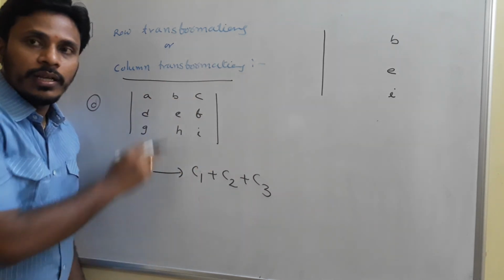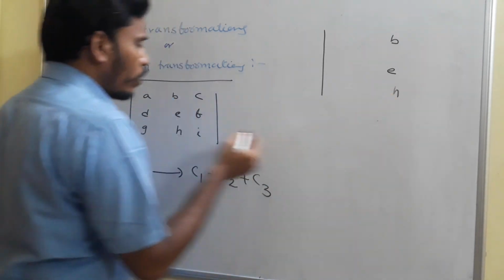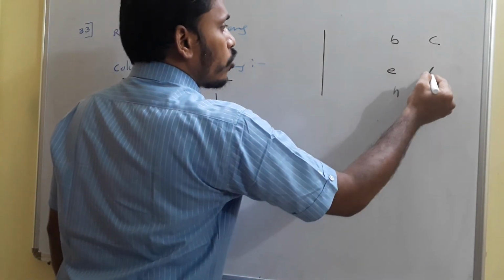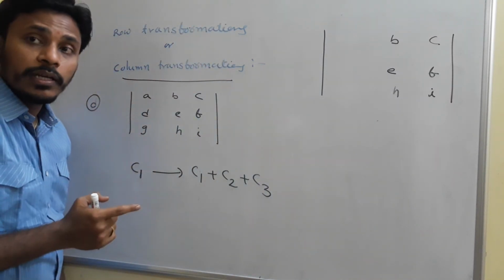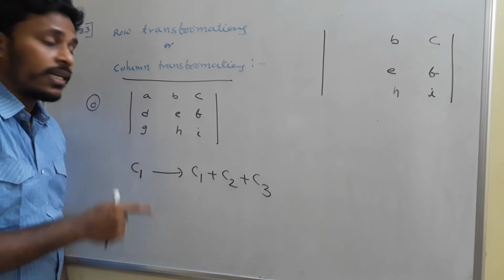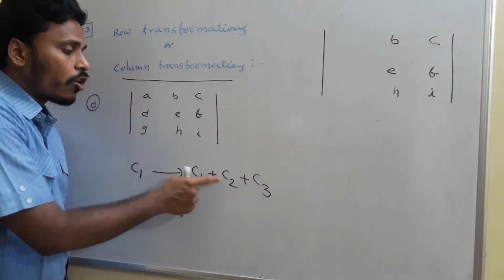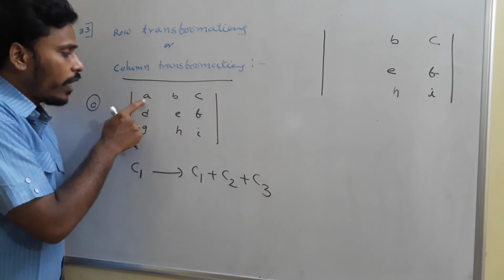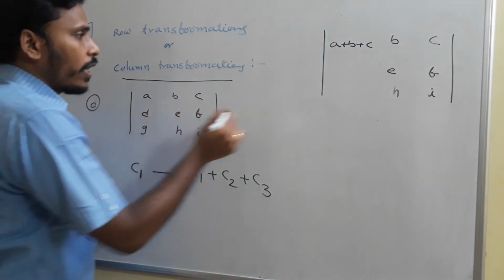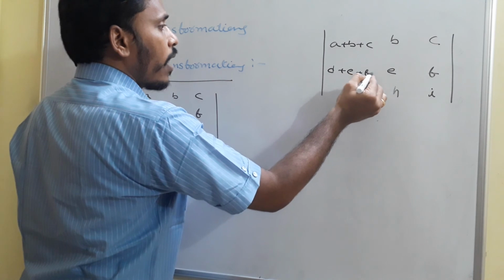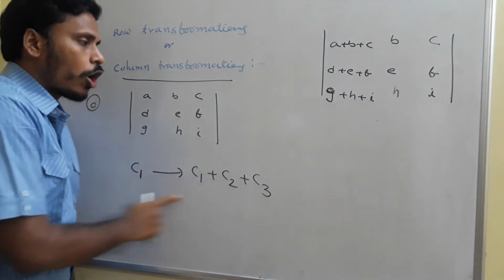Just write as usual. The second column is B, E, H, right? And the third column is C, F, I. You just don't disturb these two columns. Now you need to replace the first column in such a way that these three elements are the sum of the three elements in column 1, column 2, column 3. So here you need to take A plus B plus C, here D plus E plus F, and here G plus H plus I. And this is one column transformation.